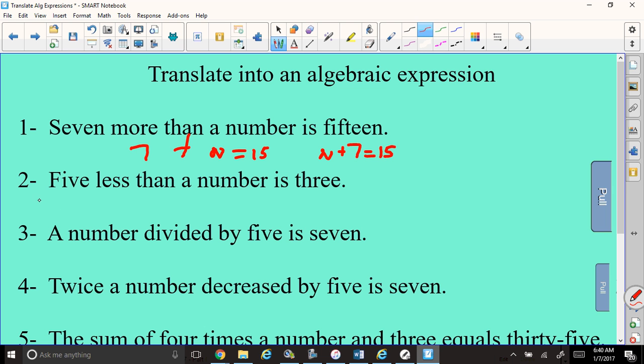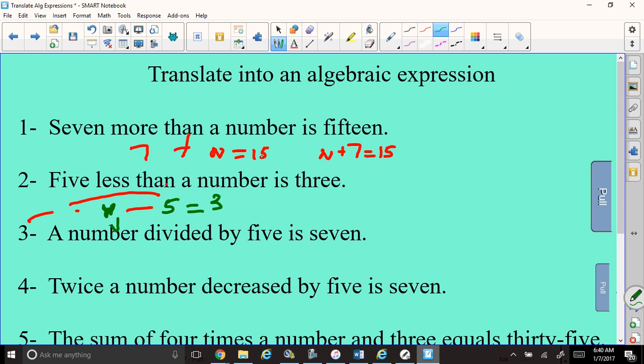Here we have 5 less than a number is 3. Well, 5 less than a number. I remember less than implies that there is a minus and a change in position of the letter, which I'll call n, or it looks like a W, and the 5. And that is equal to 3.